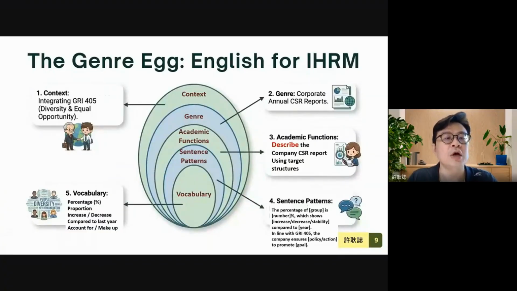And in accordance with the genre, in order to achieve the academic function, which is to describe the company CSR report, we help students to be equipped with sentence patterns. For example, in line with the GRI 405, the company ensures what kind of policies to promote the goal, for example, diversity, equity, and inclusion. And also, students will learn to use vocabulary, for example, percentage, proportions, or phrases such as account for or make up.